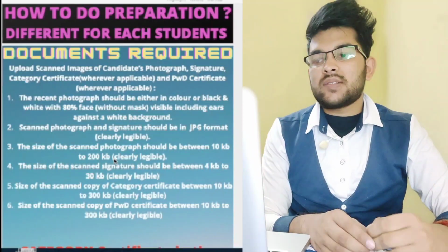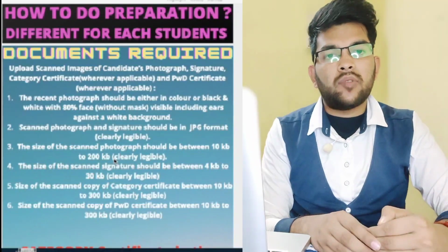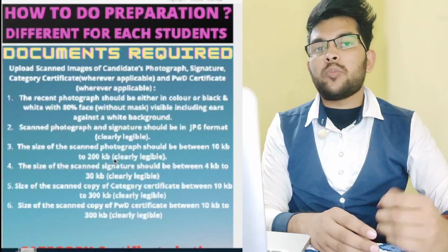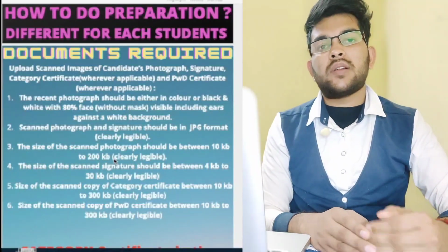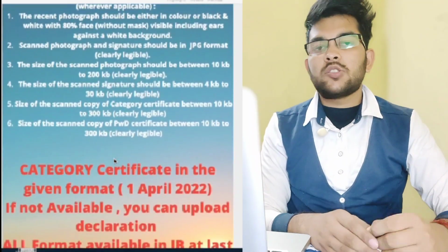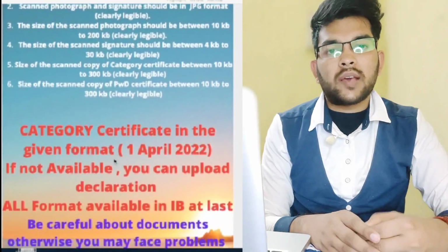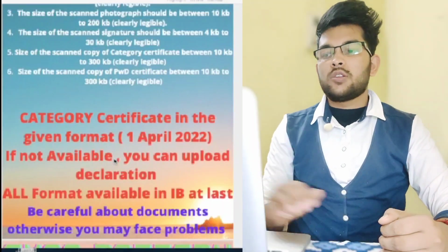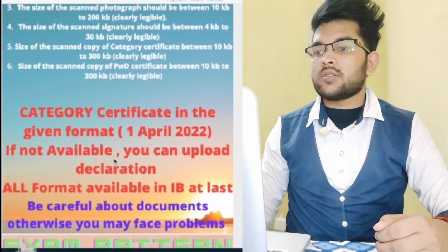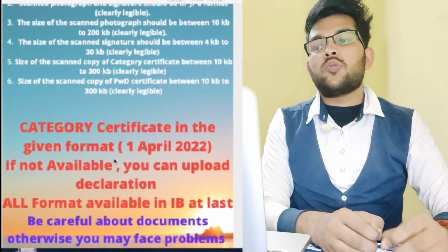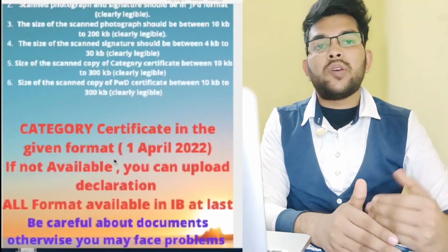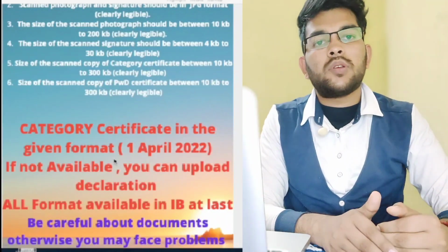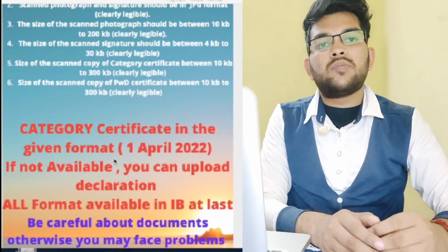One more thing, the category certificate will be required in the given format, and if you don't have the certificate in the required format now, then you can submit an undertaking as well. The undertaking format is also available at the last. You need to submit that, but during the next session you have to provide the original certificate to continue with that reservation. So this is about the documents required. It is very important, so be careful about the documents, otherwise you may face problems during counseling. Most probably you may lose your reservation, and once you lose your reservation, your chances of getting a better college will be very low.